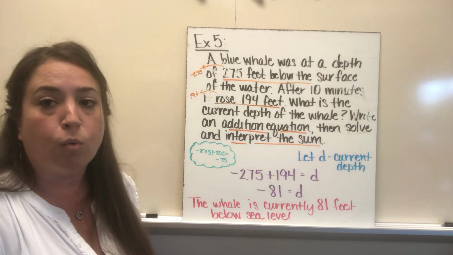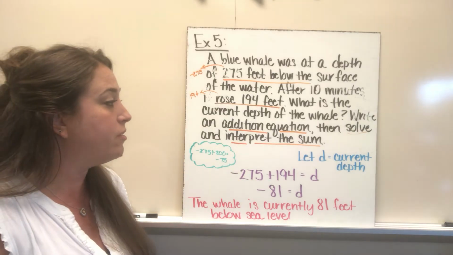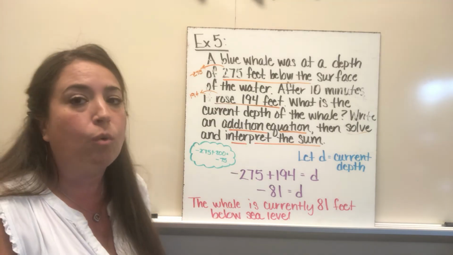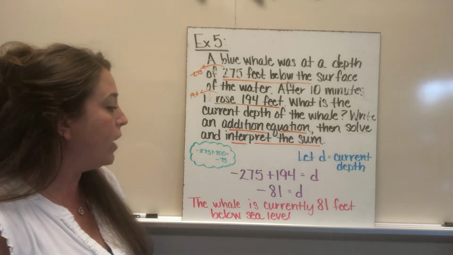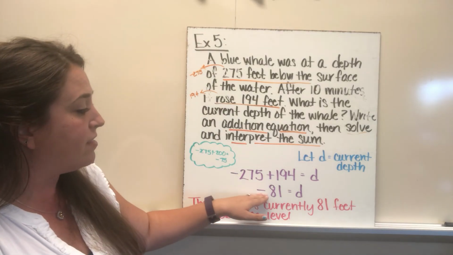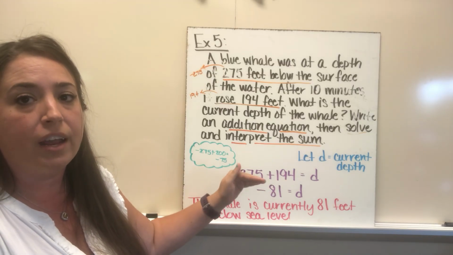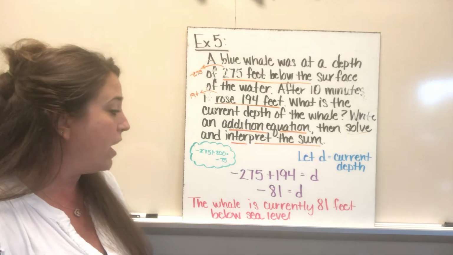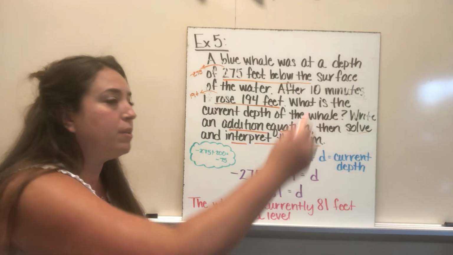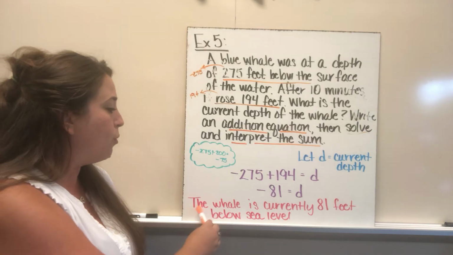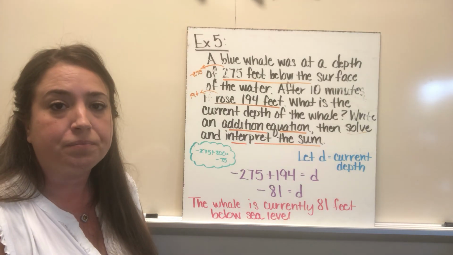Now, because this is a word problem, as well as the fact that it asks us to interpret this sum, my final answer is going to go into a sentence form, and instead of writing positive or negative, it's going to use the positive or negative to describe the action of the whale. So the whale is currently, that negative tells me that it's below sea level. So the whale is currently 81 feet below sea level.